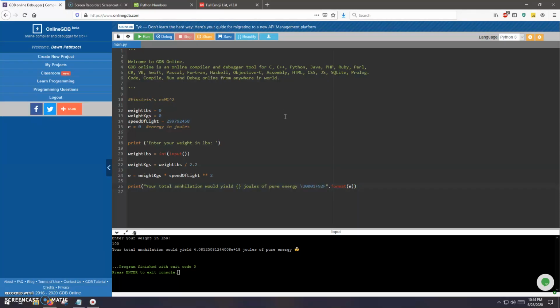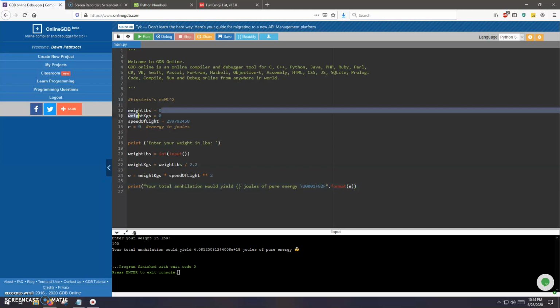Okay, so this should be a quick one. I have Einstein's E equals mc squared formula that we'll do in this application. And I've created some variables at the top here. We'll have the user enter their weight in pounds, and the formula, however, uses kilograms, so we'll have to change the pounds to kilograms and then plug it into Einstein's formula, E equals mc squared.